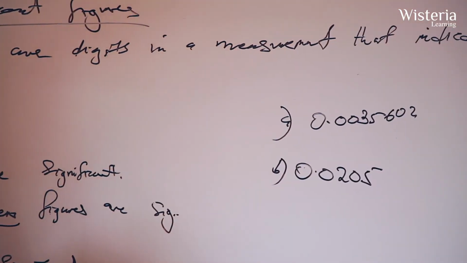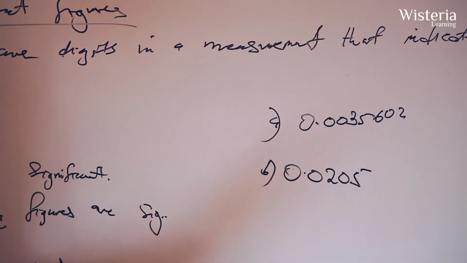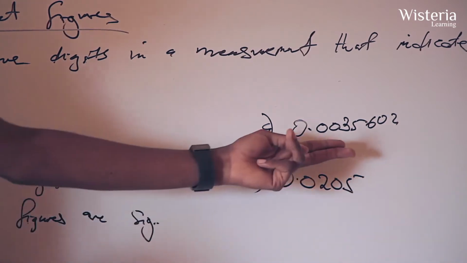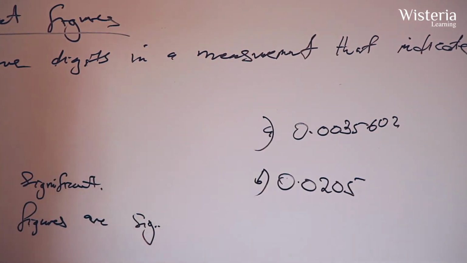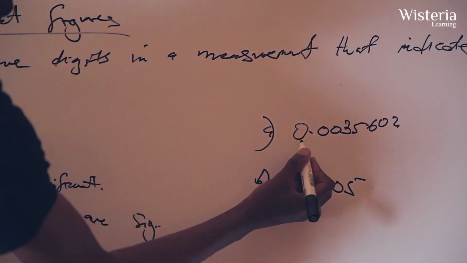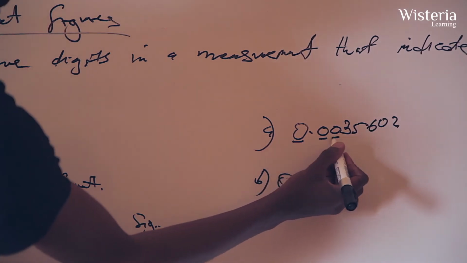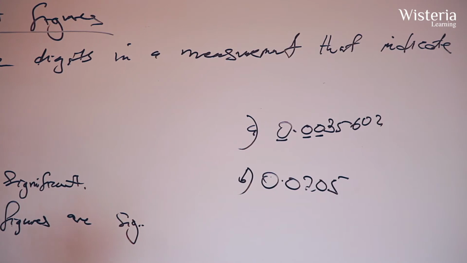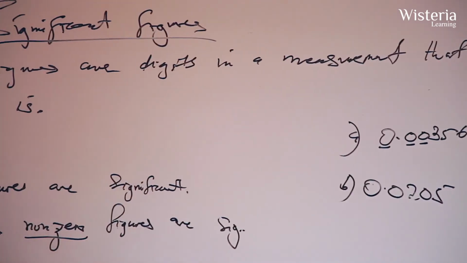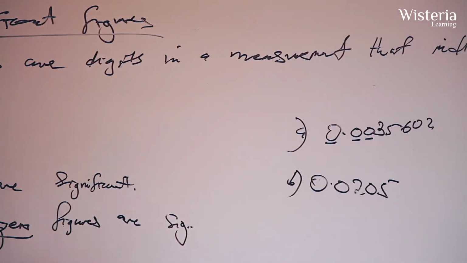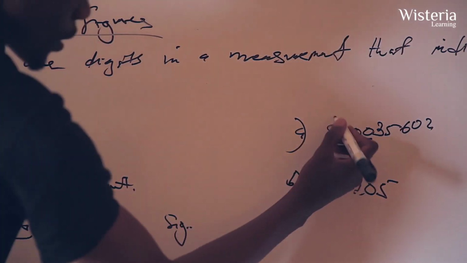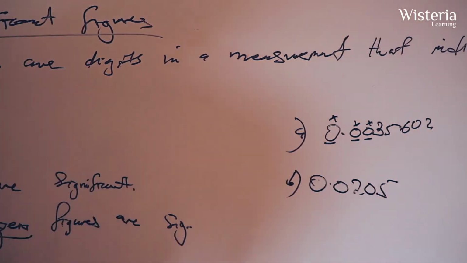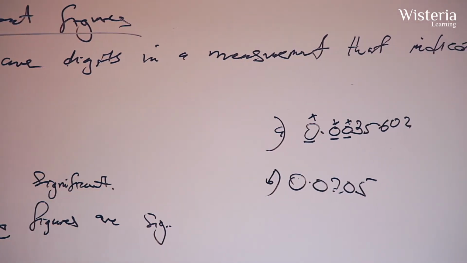Okay, so if we have our 2 examples there, the first one says 0.00356602. In this measurement we have 3 zeros that are leading in that number. Because they are leading, they are not important, they are not significant. So we are going to put an X to show that those 3 zeros are never significant.